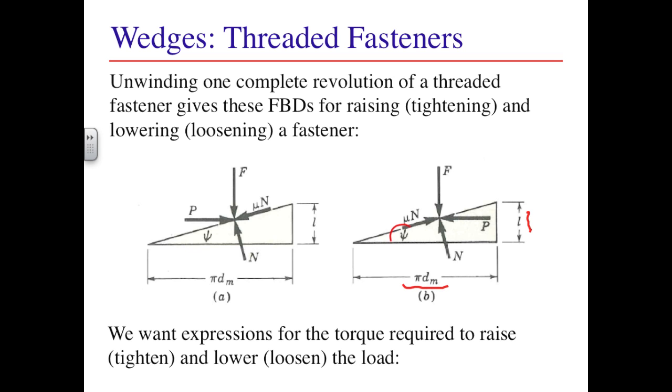The angle psi measures the helical pitch of the fastener. In this case, the force F is the load we're trying to lift, or the axial force we're applying along the long axis of a screwdriver. The force P is a circumferential force needed to lift the load or tighten the fastener. We can take F as a known quantity, and then we have two unknowns, the normal force N at the threads and the circumferential force P.